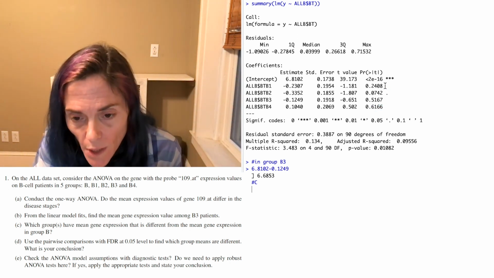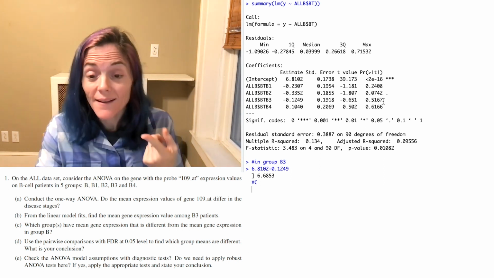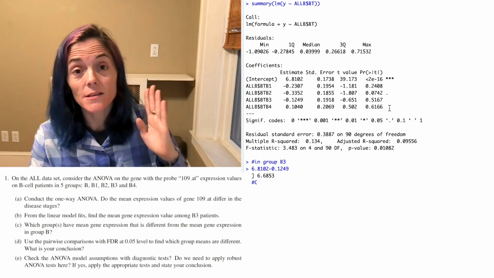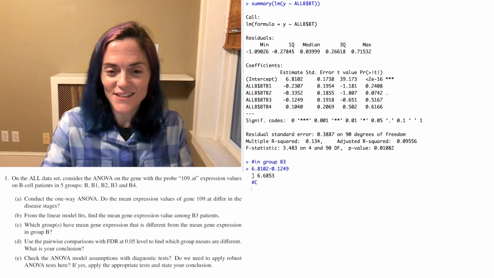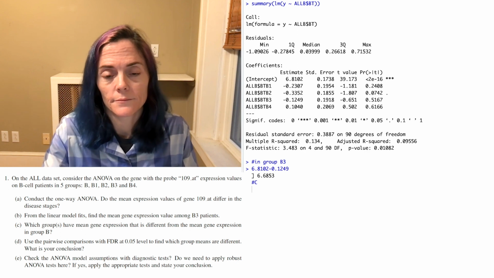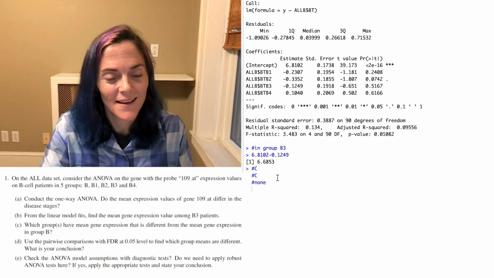Now look at them. 0.2408, 0.0742, 0.5167, and 0.6166. None of these are statistically significant. So the answer is none, based on the last column of this summary. Okay, great.